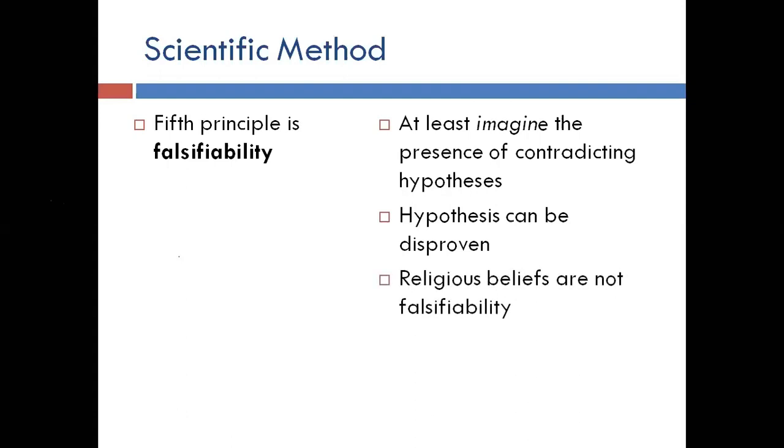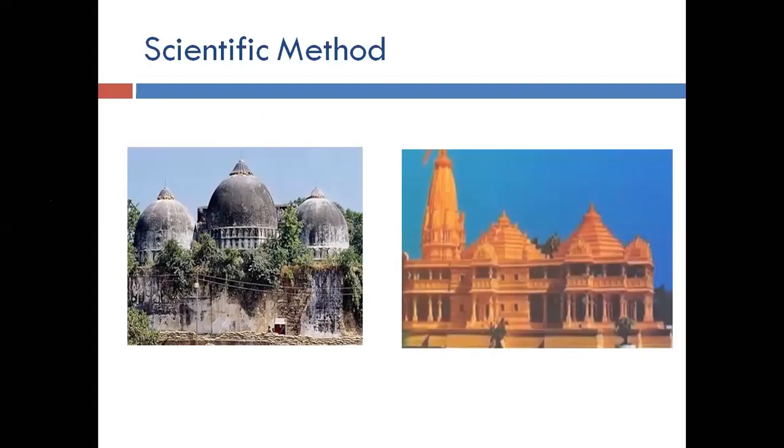Things get stuck when we talk about religious belief. Religious beliefs are not falsifiable. Here you have two religious beliefs. On the left side, the Babri mosque or the disputed structure, and on the right side, the Ram temple. One group believes that Babur read namaz here. There is no falsifiability in this belief. And the other group believes that there was a Ram temple there. That's also not always falsifiable.